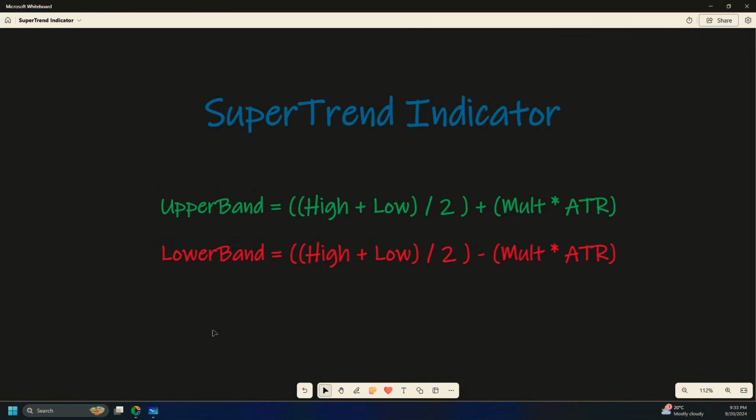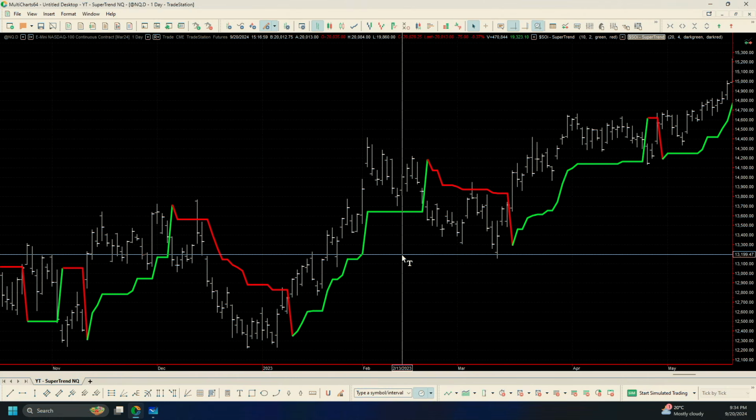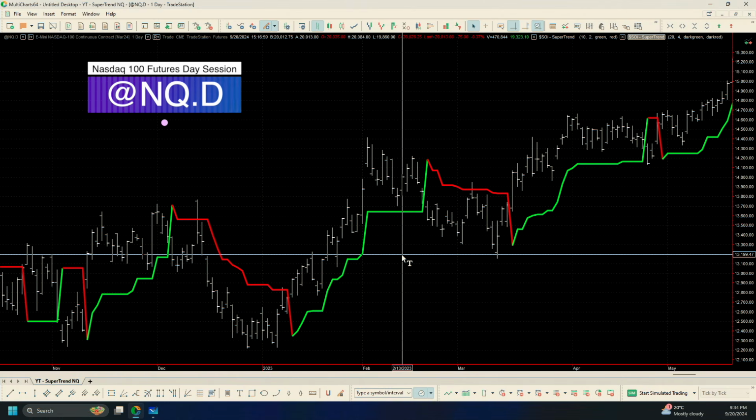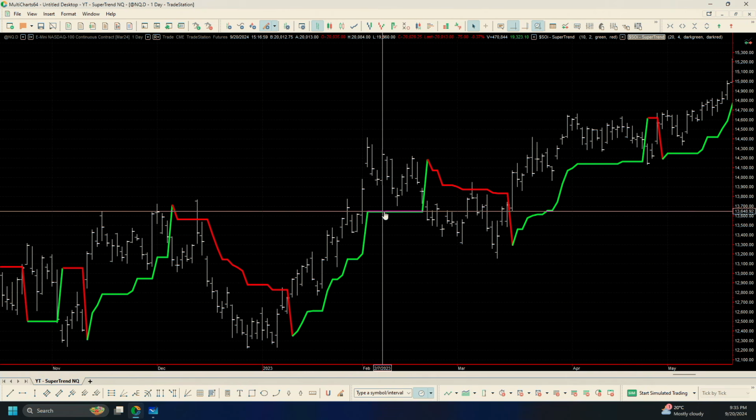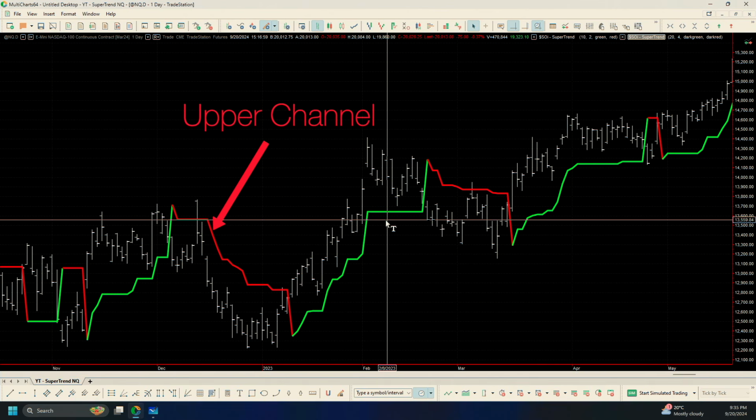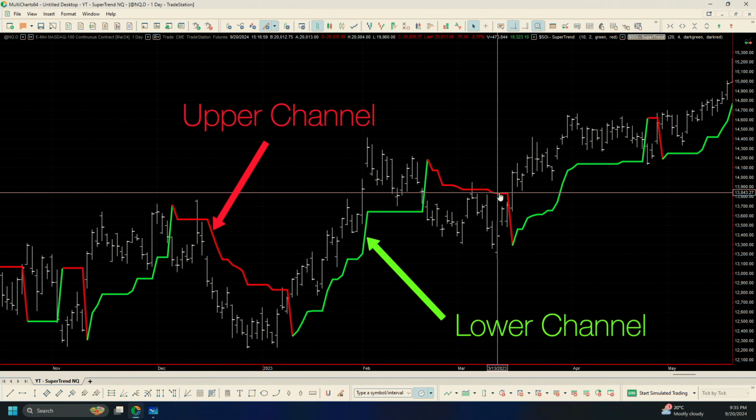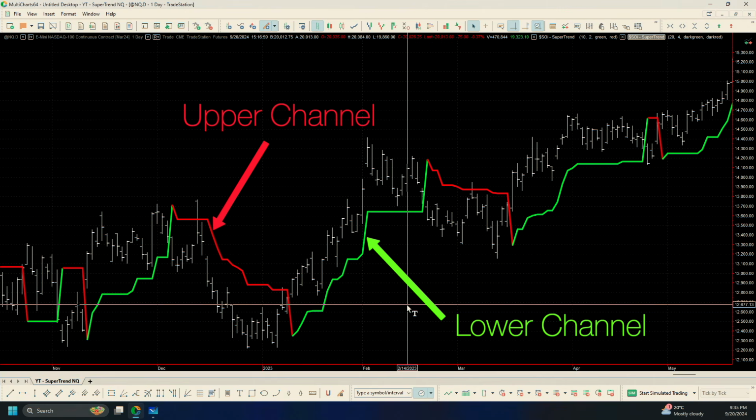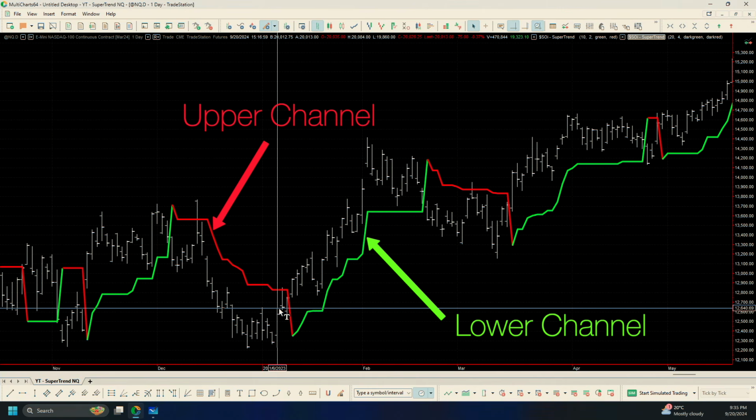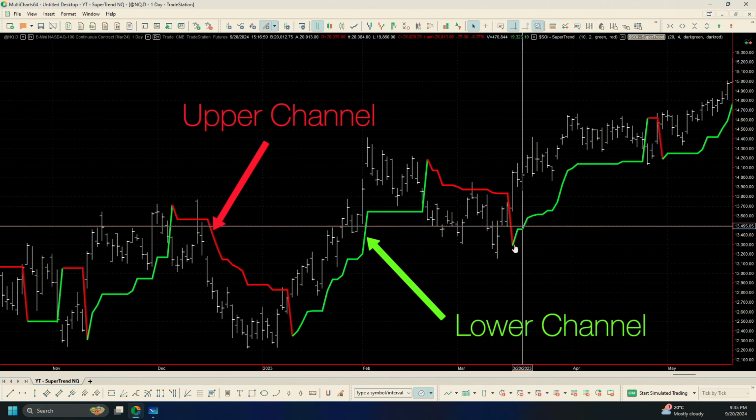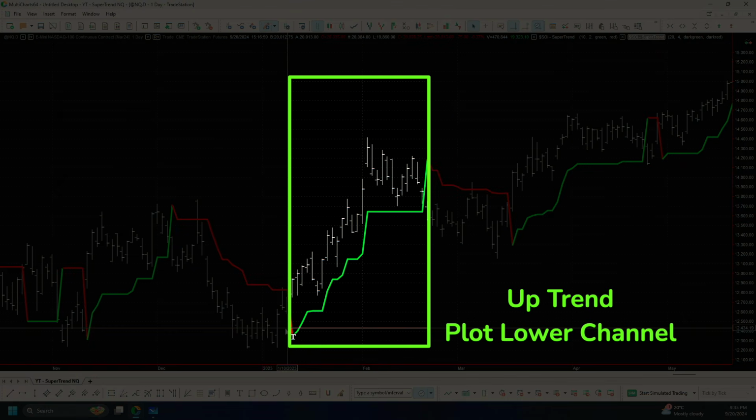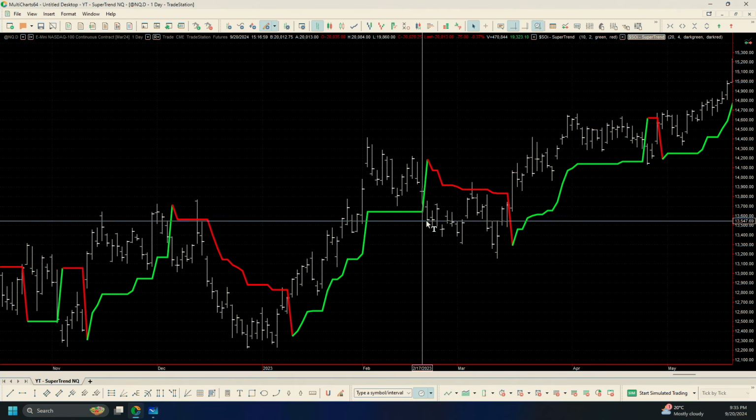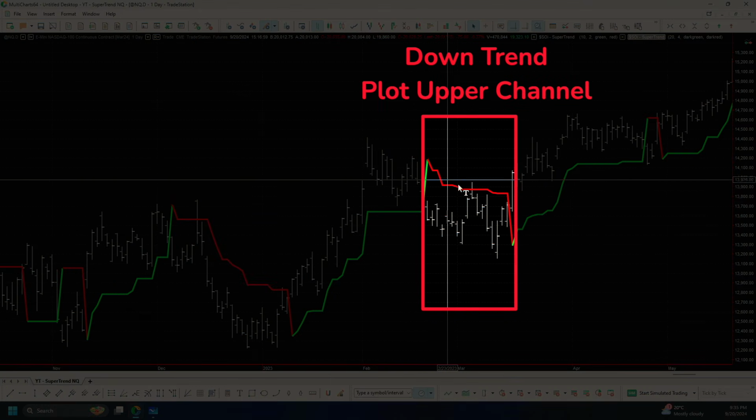The other difference from Keltner Channel is the drawing. This is the chart of the NASDAQ 100 futures represented by NQ.D, which is the daily session. And the indicator plotted is the SuperTrend Indicator. So like I mentioned, it has two channels, the upper channel, which is in red, the lower channel, which is in green. And notably, we can see the difference from the Keltner Channel because we are plotting only one at a time. So when the price closes above the upper channel, we draw the lower band. And when the price closes below the lower channel, we draw the upper band.